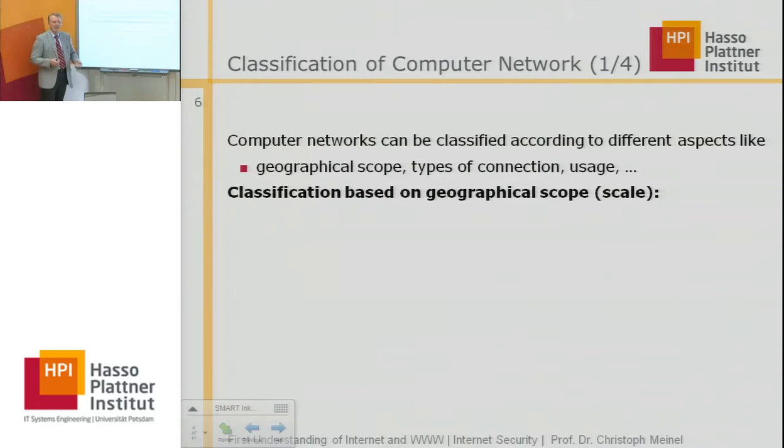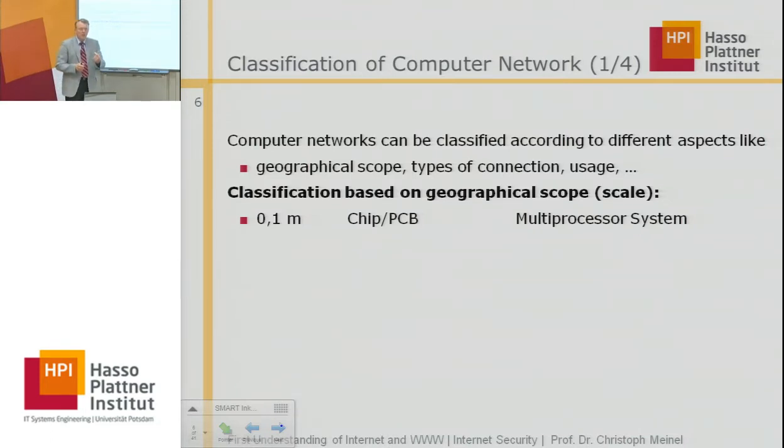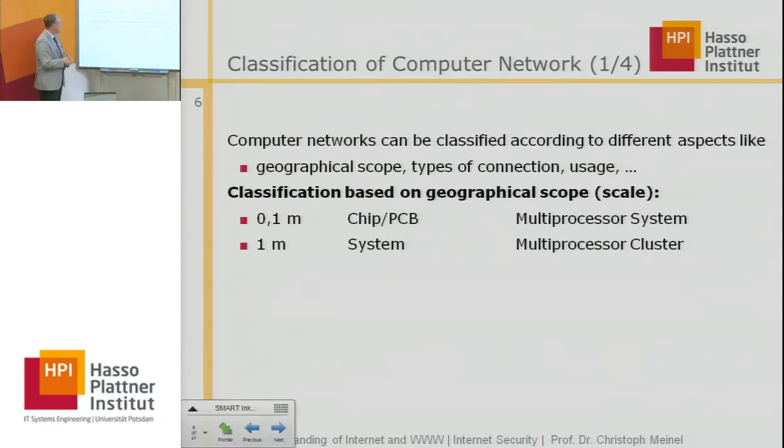This is mainly a classification on the scale. We can find some very tiny computer networks, for example, in the size of 0.1 meter, in the centimeter range. When we look at chips and PCBs, these chips and PCBs provide multiprocessor systems, and of course that is a network of computers. There are other networks of computers in a system, on the scale of a system: multiprocessor clusters, around 1 meter. These are such multiprocessor systems.